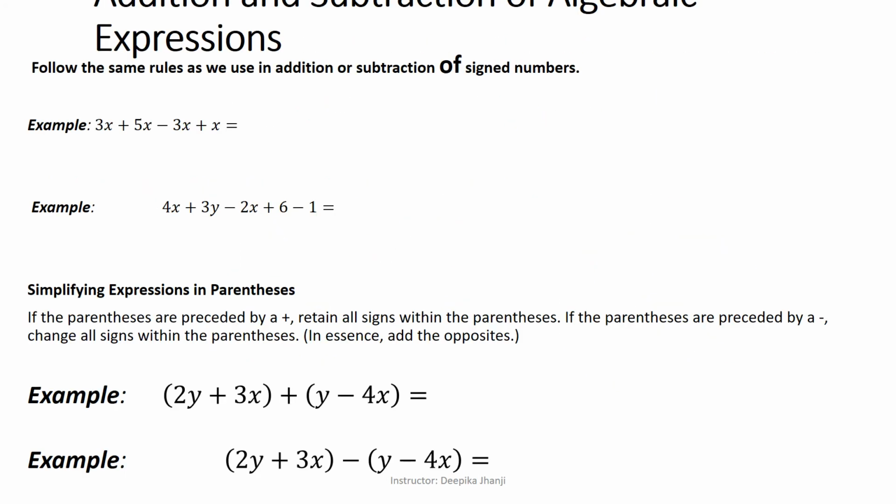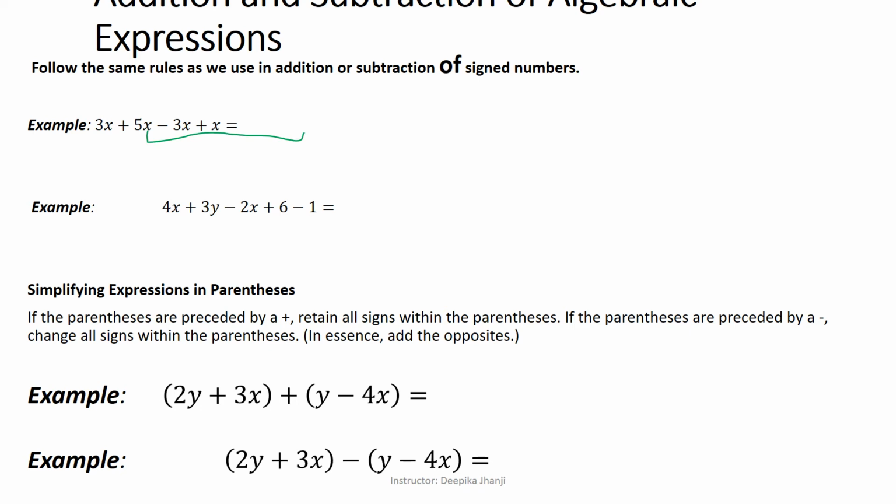Now next, addition and subtraction of algebraic expressions. The rule of algebra says we can add and subtract only the like terms. We cannot add or subtract unlike terms, right? Now when we want to add any expression, we'll combine the like terms first.